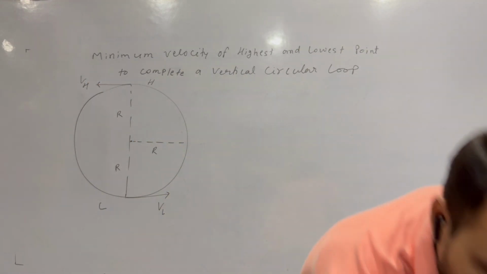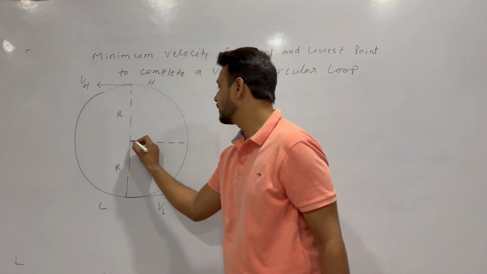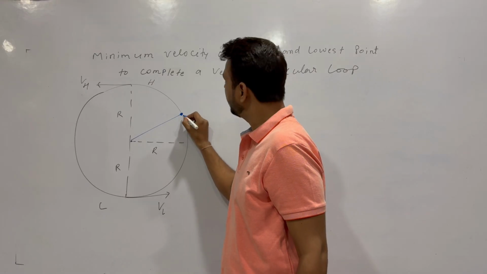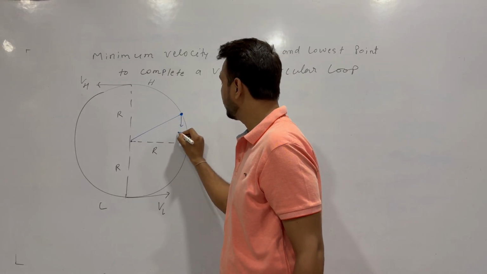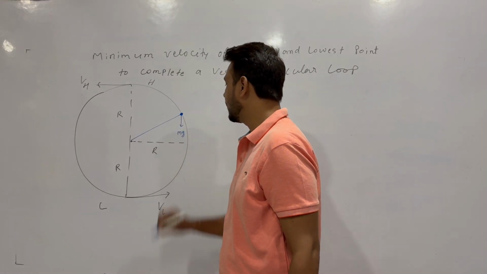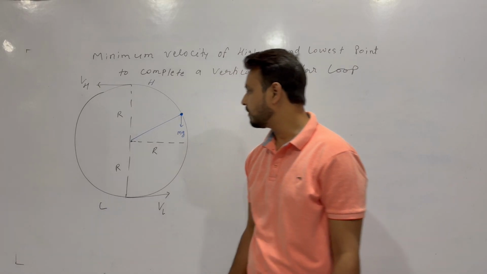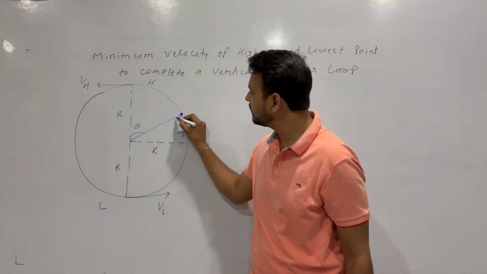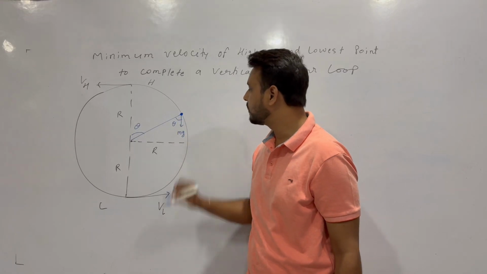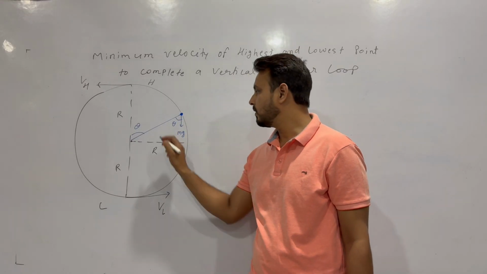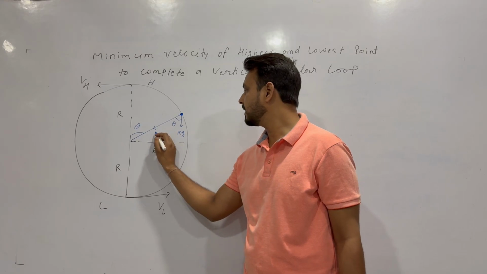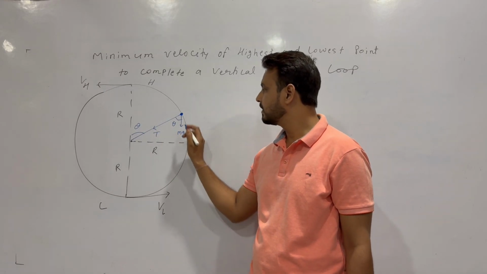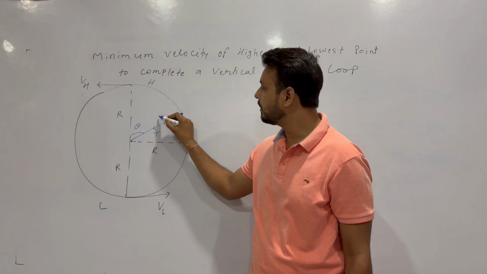Now let's take a point P where the ball has reached. Then what will be the weight of the body? It will be equal to mg along the downward direction. Now let's say this angle is theta. So what will this be? This will also be equal to theta. Now tension on the string will be along this direction as T, and the component of this mg along the string will be equal to what?